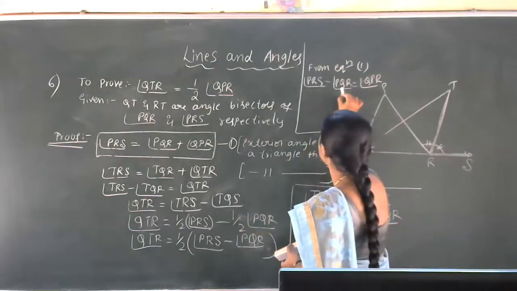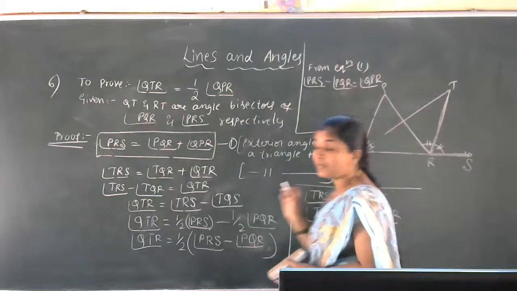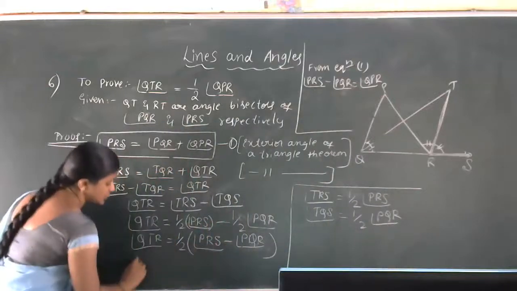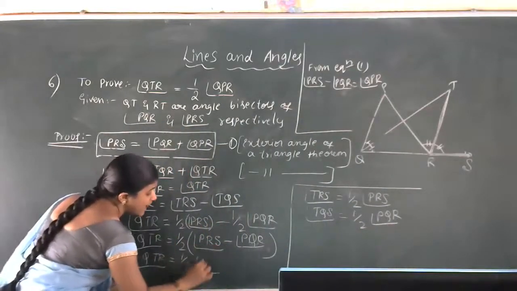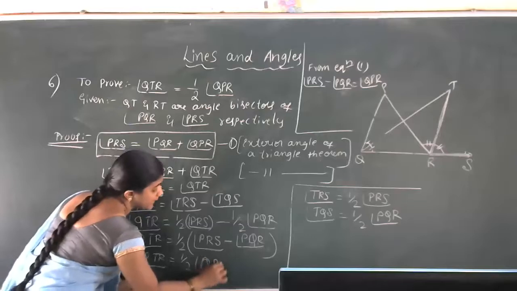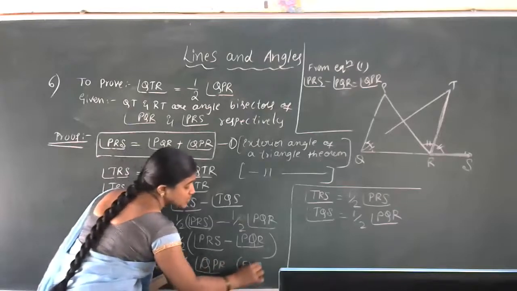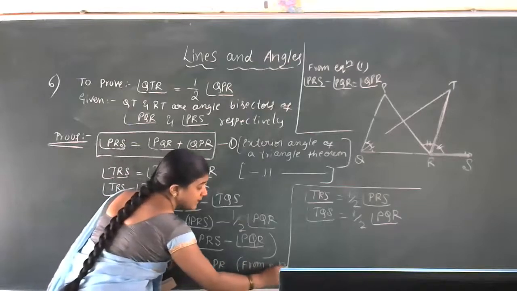Very simple, no students? See, PRS minus PQR is equal to QPR, just the substitution part. Therefore QTR is half of angle QPR from equation.